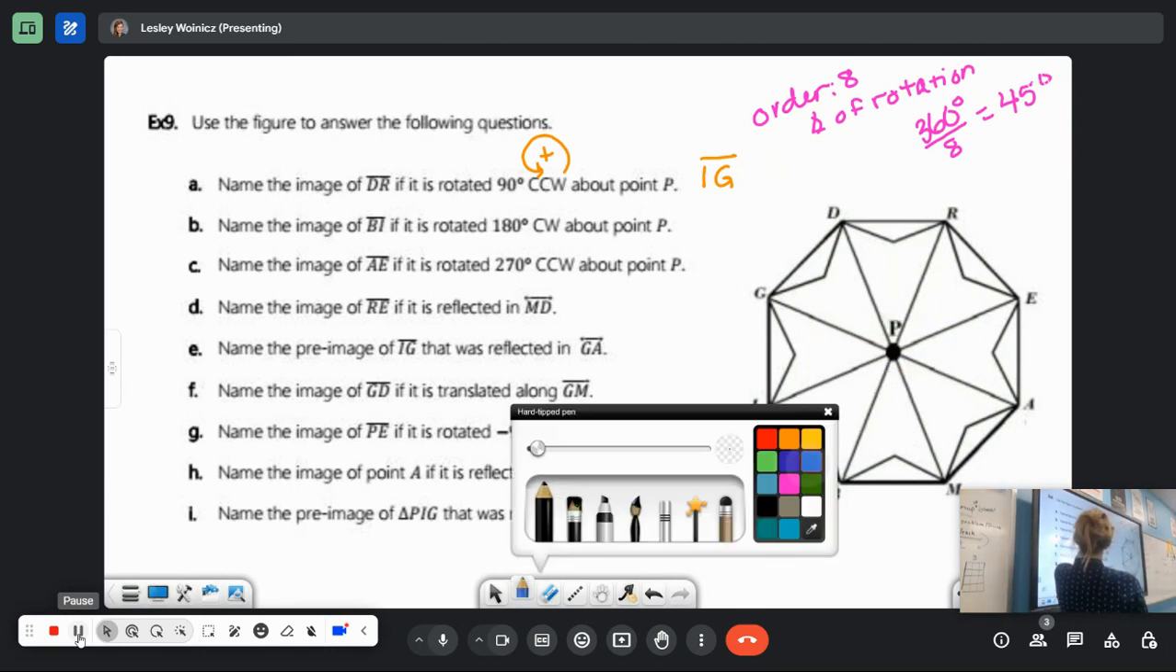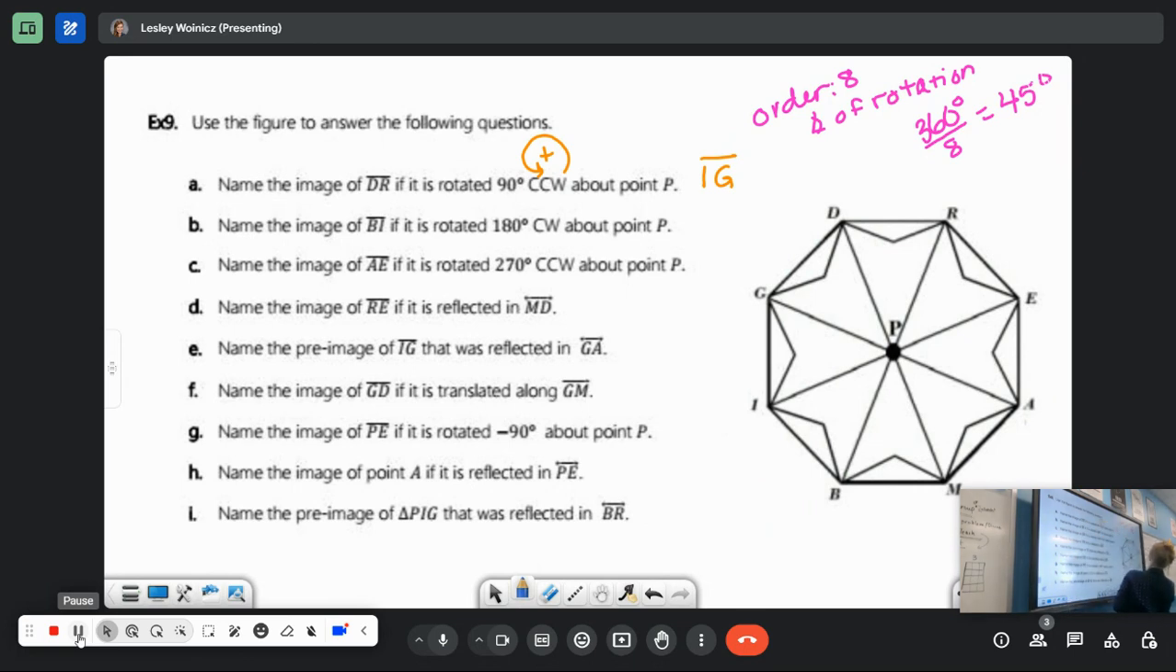Okay, now we have to name the image of BI if it is rotated 180 degrees clockwise about point P. So how many 45-degree turns is that? 4. Okay, so clockwise, that's this way. Let's start with B because that's the first letter. 1, 2, 3, 4. B maps to R. I maps to, 1, 2, 3, 4, maps to E.